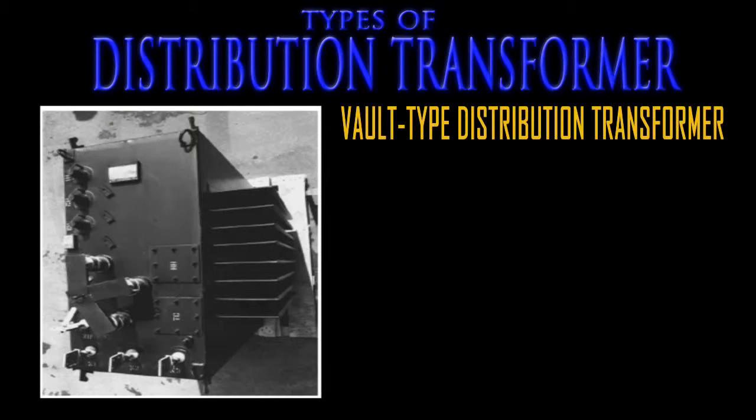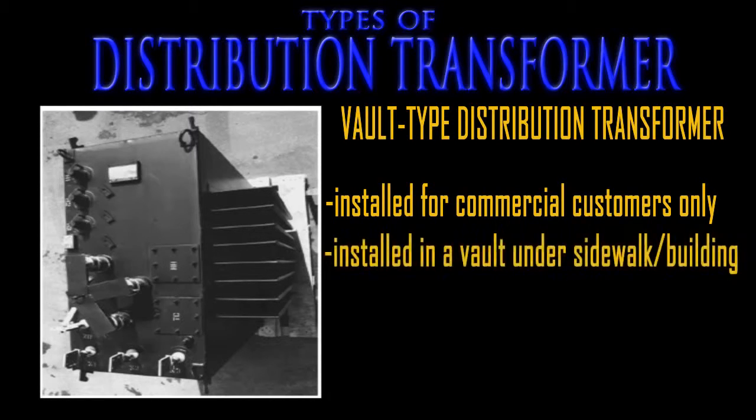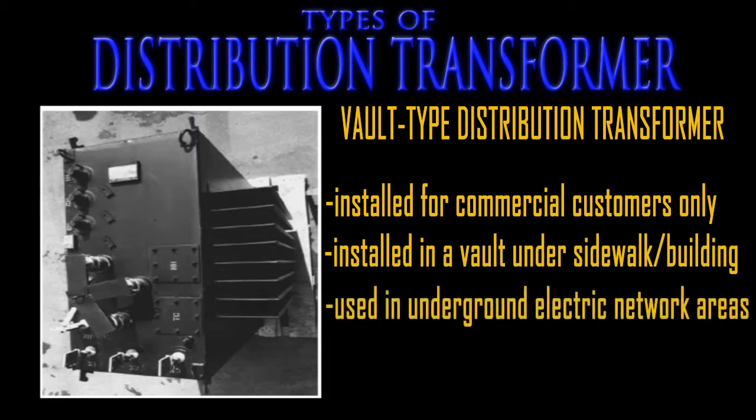Vault-type distribution transformers are installed for commercial customers where adequate space is not available for pad-mounted transformers. It may be installed in a vault under a sidewalk or in a building. They are often used in underground electric network areas.